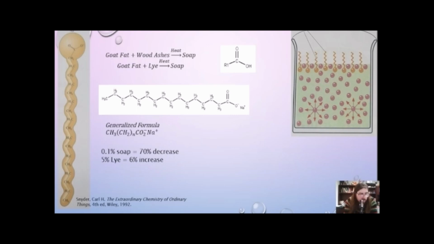Now, all soaps, which are sodium carboxylates, are considered detergents, but not all detergents need to be soap. And all detergents are surfactants, but not all surfactants need to be detergents. But we're going to look at soap and detergent and surfactant all together. So all that talks about is essentially what happens when I start to add soap. We break up the surface tension.